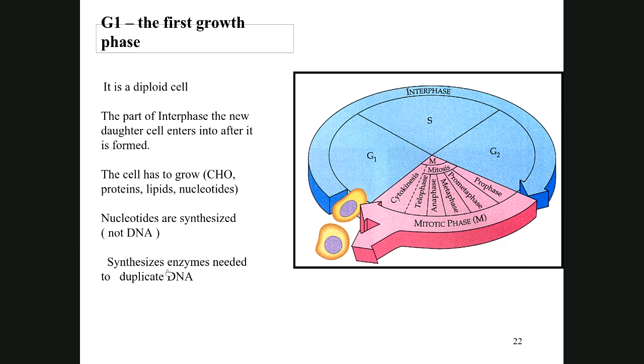Enzymes needed to duplicate or replicate the DNA are also synthesized in here. So carbohydrates to increase in size, proteins to increase in size and function, lipids that it needs, and the building blocks and enzymes to make or replicate the DNA. That's what G1 is all about.